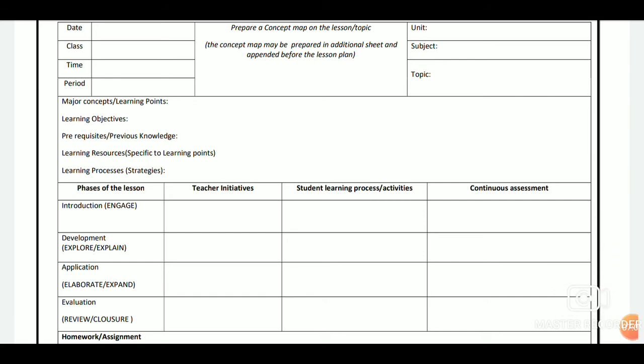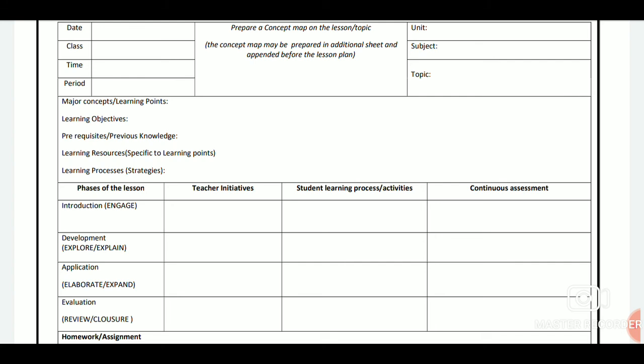Another important thing is that in a constructivist classroom where the learner is the center of the teaching learning process, the teacher plays the role of a facilitator. So the teacher will provide opportunity to the learners. Teacher cannot order the learner, teacher cannot ask the learner to do something. They will provide opportunity and the learners will perform the activity.